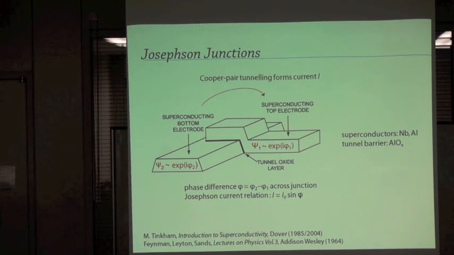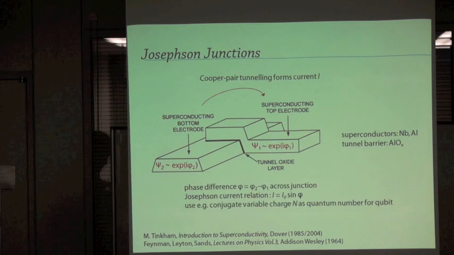Now it's possible to use this phi as a quantum number for your qubit. What we do here with our transmon type qubits is use the conjugate variable, so we use the charge as a quantum number.